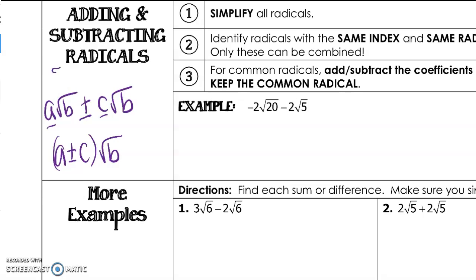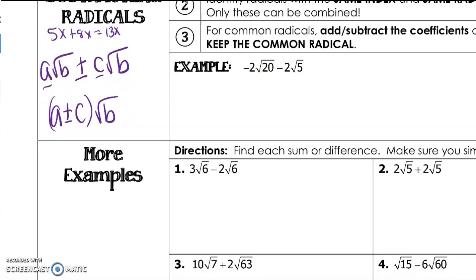Okay, so for example, if I had 5x plus 8x, we know that that's 13x. So it's the same thing with the square roots. We're actually going to go down and do number 1 first, and then I'll go back to the example. So if you notice in number 1, the square root of 6 and the square root of 6 match. So then you just need to do what it says. 3 minus 2 is 1 square root of 6. Again, we don't ever need to write the 1 in this case, so our final answer is just square root of 6. You don't change it to the square root of 12 or anything like that. You only change the outside numbers if the inside numbers match.